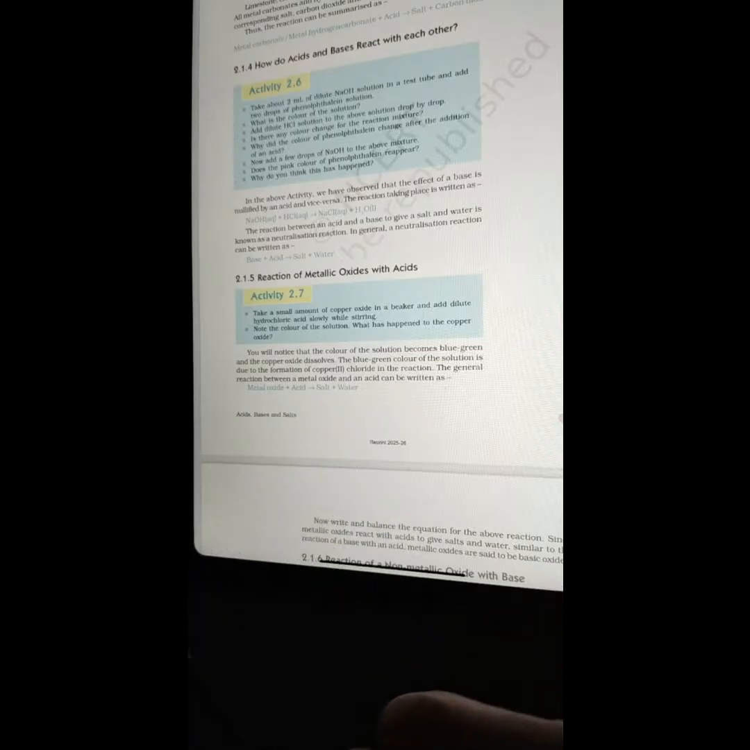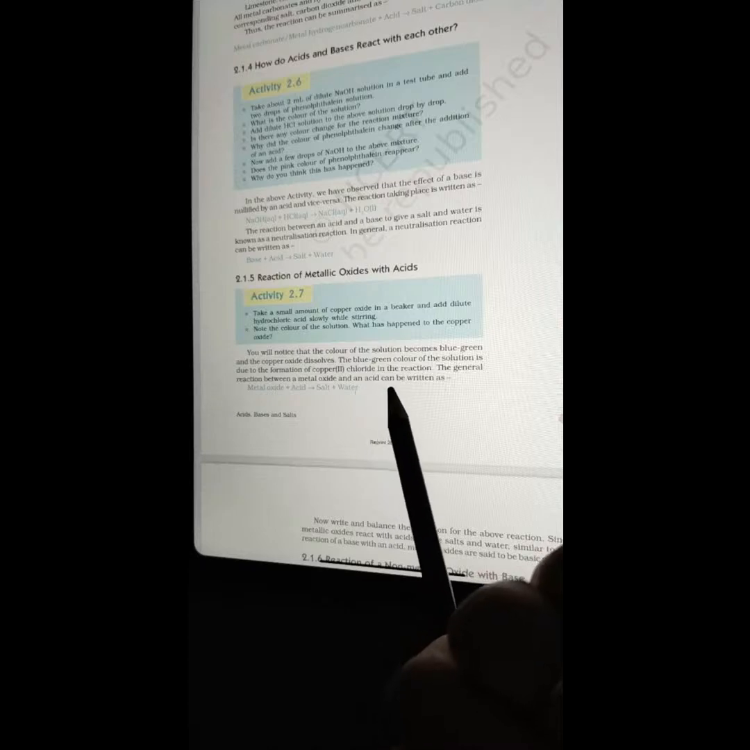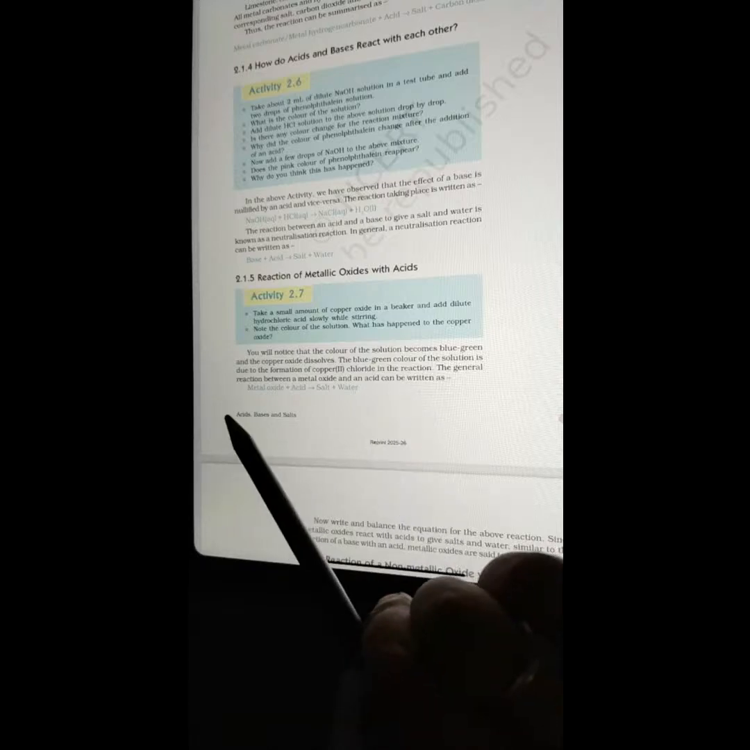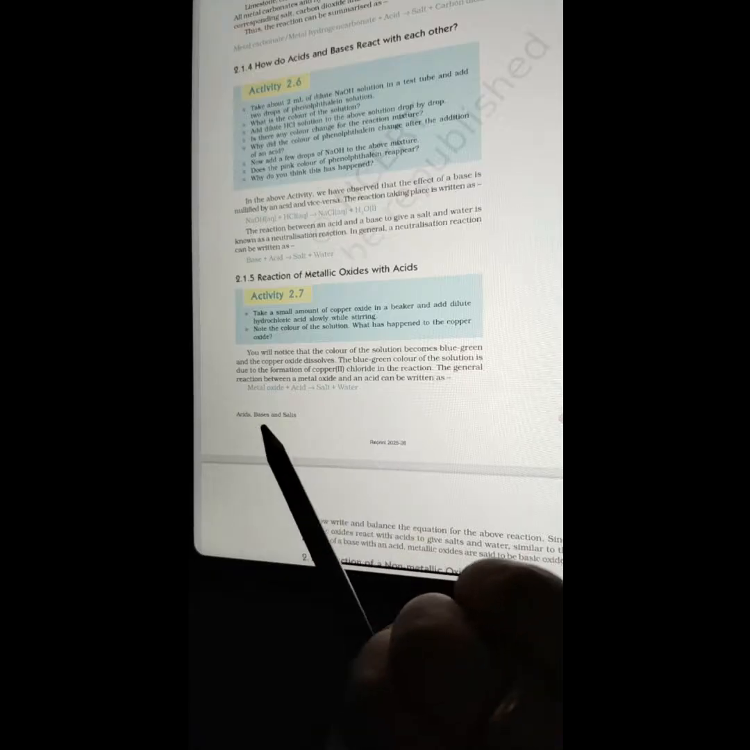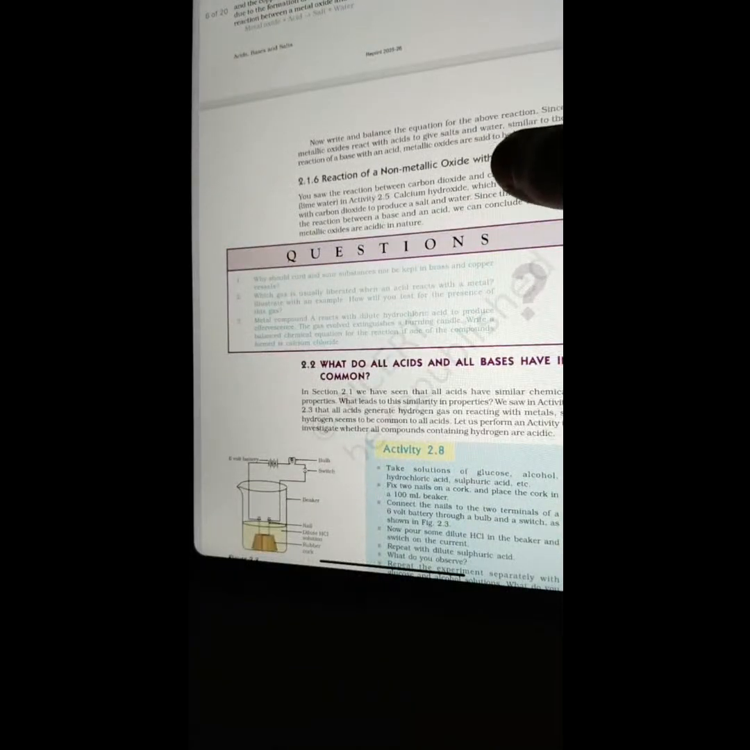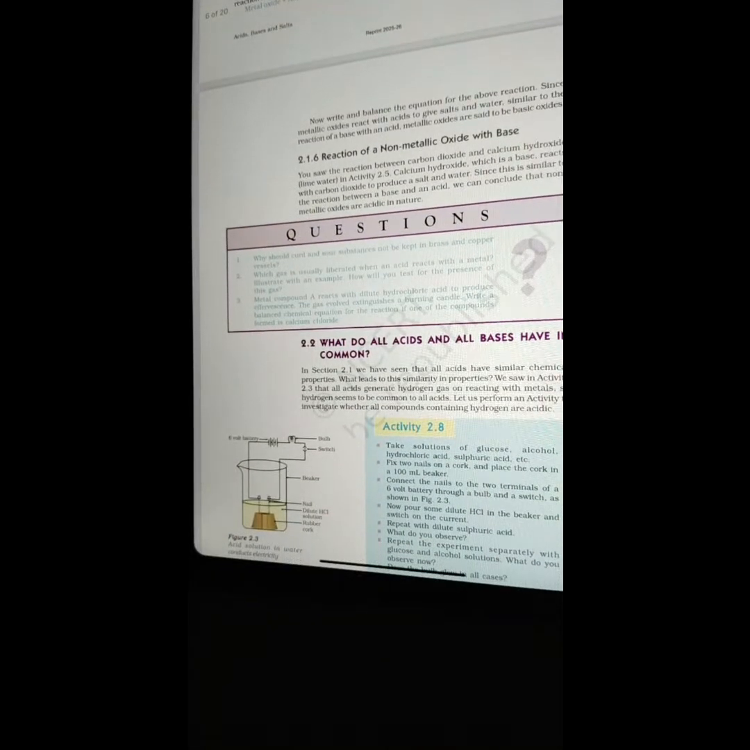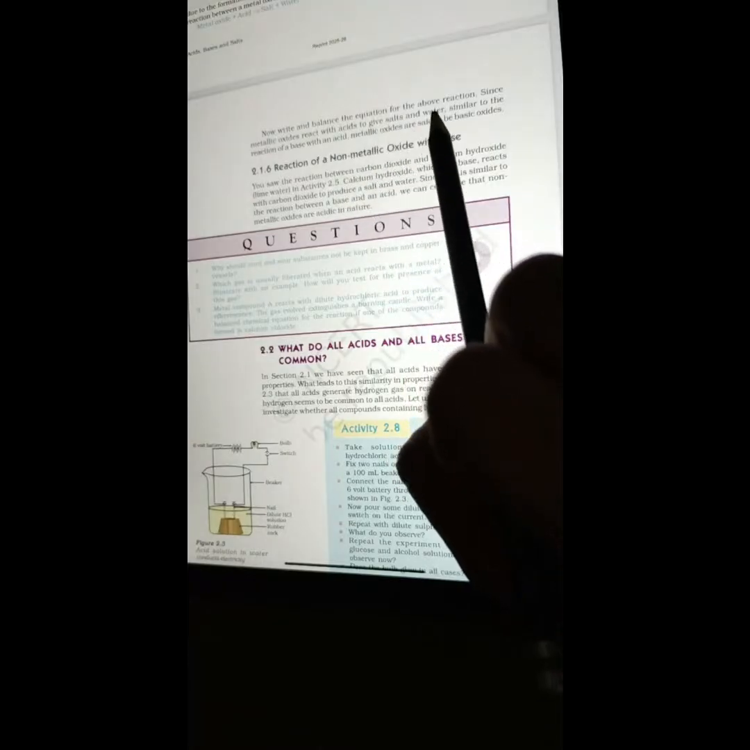The blue-green color of the solution is due to the formation of copper chloride in the reaction. The general reaction between a metal oxide and an acid can be written as: metal oxide plus acid will give you salt and water. Next page. I hope the page is visible. Now write and balance the equation for the above reaction.